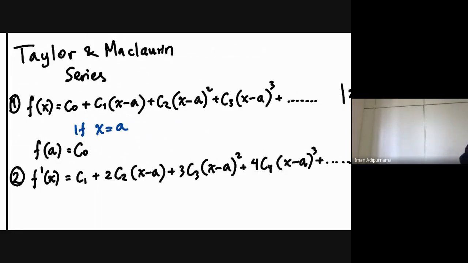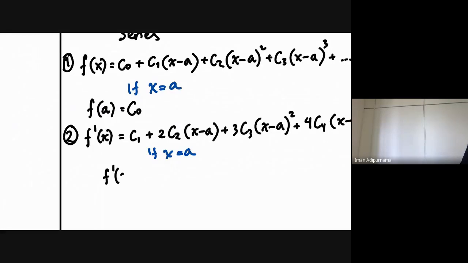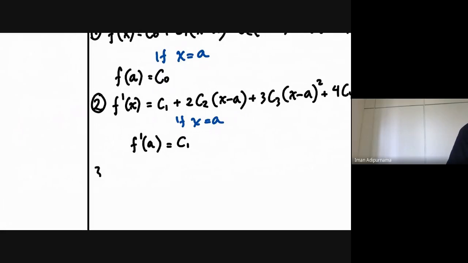Okay. Now the second one, we have the derivative form. And similarly, if we imagine x is equal to a, this will be c1, sorry. Okay, and let's do the same thing.